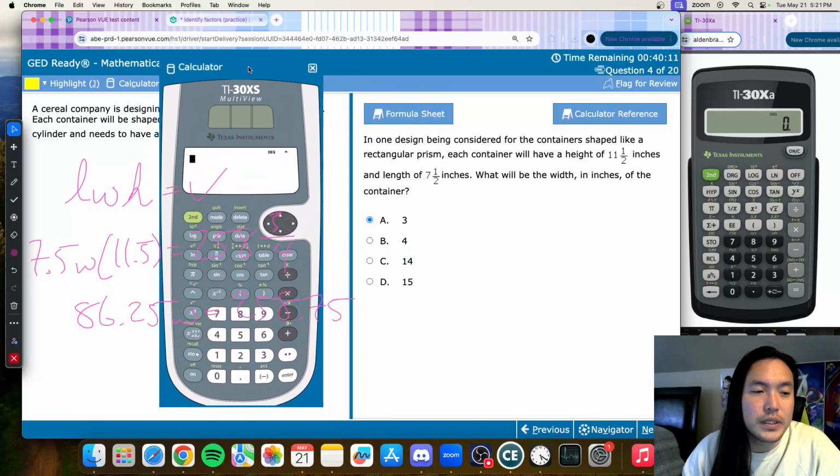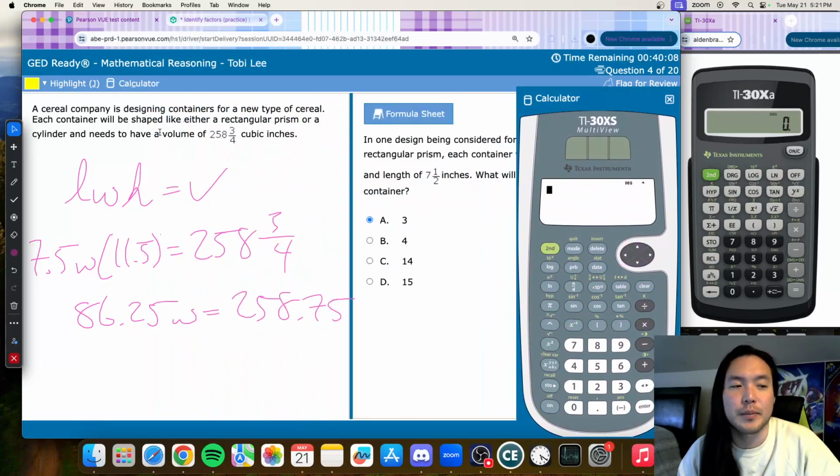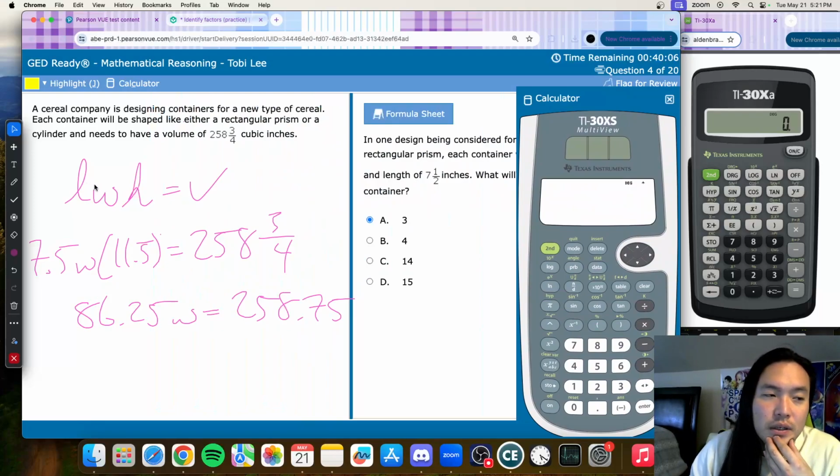And definitely this is a good point to work backwards from the answers, right? I'll give you a moment to look at the work here. So length times width times height is equal to volume. I plugged in the numbers provided by the question. Height was 11.5, length was 7.5. The total volume is 258 3/4. 11.5 times 7.5 is 86.25, I used the calculator for that. So 86.25 times the width must equal 258.75. Then very simply, you can do 258.75 divided by 86.25 to get 3.